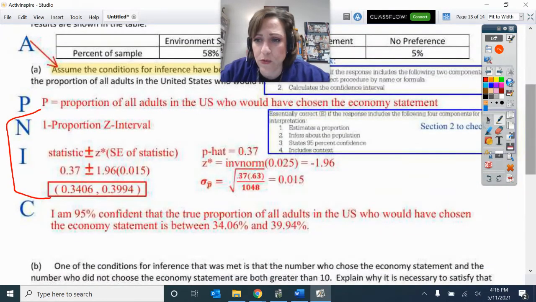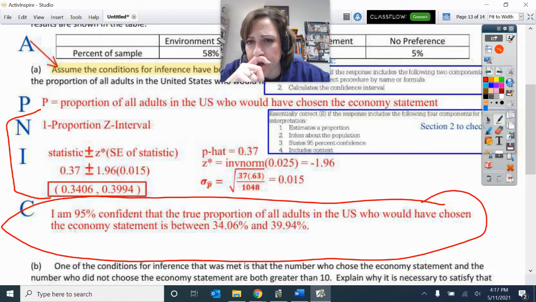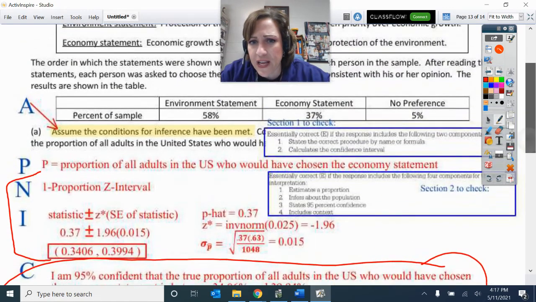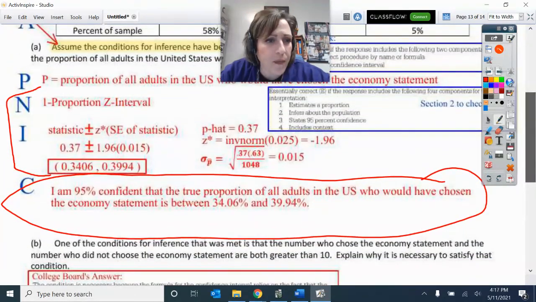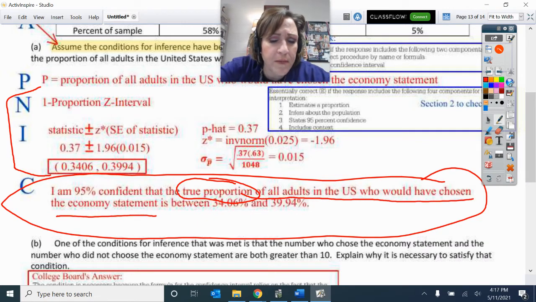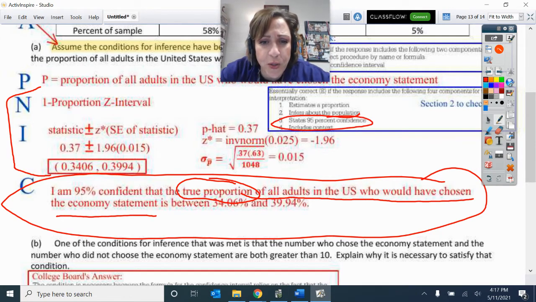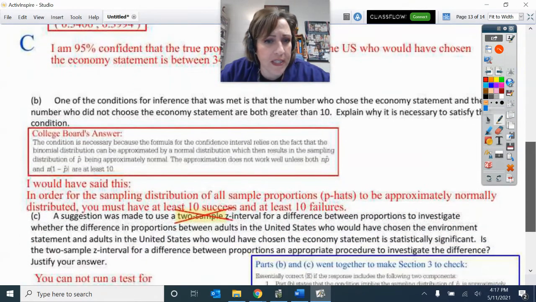Infers about the population, states 90. So this is all about the conclusion. Interesting. Never did they say defined the parameter. It's interesting. Okay, but here we go. So I am 95% confident that the true proportion, I'm estimating the true proportion of all adults in the U.S. who would have chosen the economy statement, and then I'm 95% confident I did that, is between this percent and this percent. All right, so I would have gotten those 2 full ones.